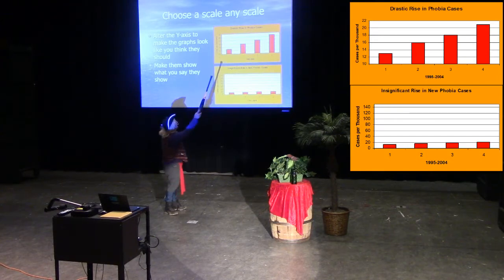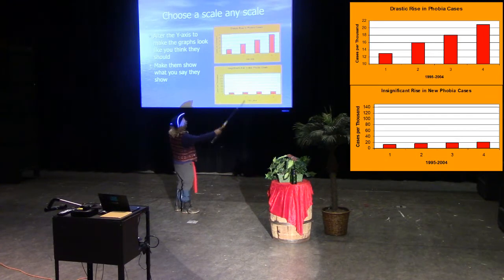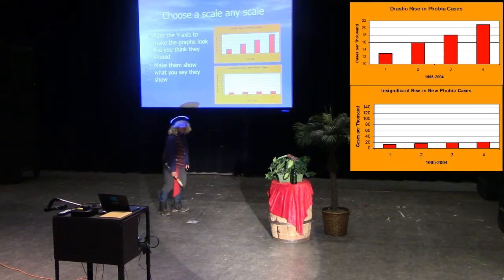It says up there, a drastic rise in phobia cases. Yes, it does. And down here, it says an insignificant rise in new phobia cases. It's phobophobia. You have your fear of getting a phobia. You're phobophobic. I'm making that up. But anyway, the numbers that I put into these graphs are the exact same. The statistics themselves, the actual numbers that are the basis for the graph, are the exact same.